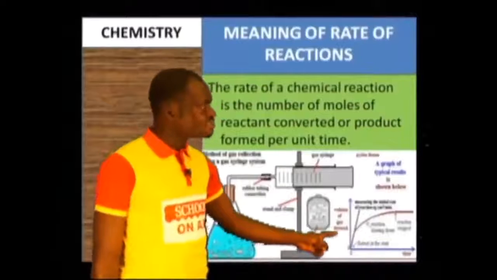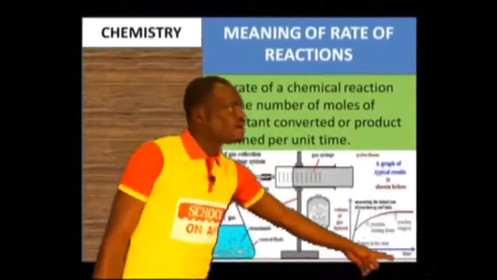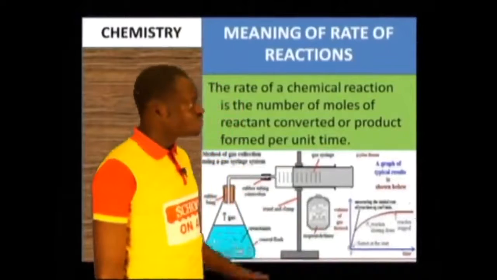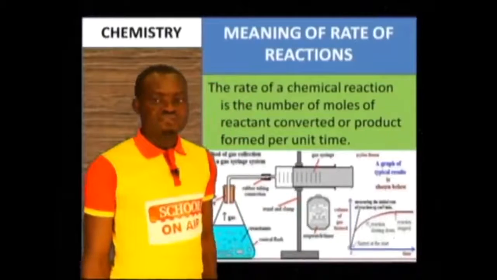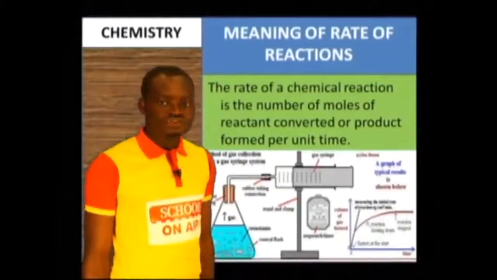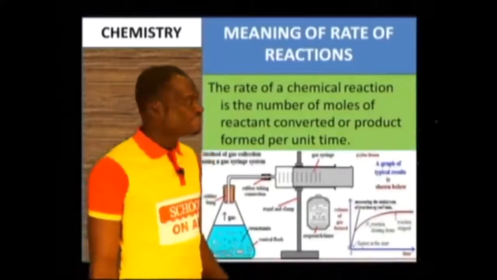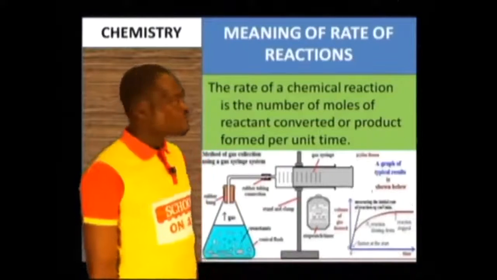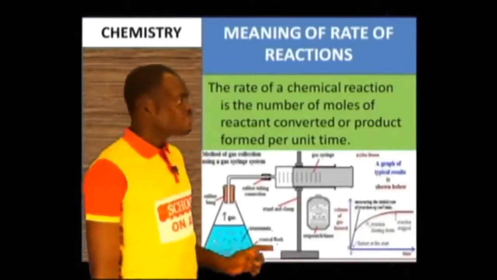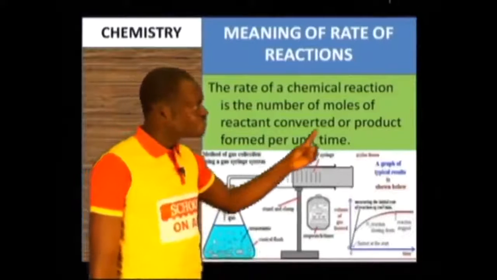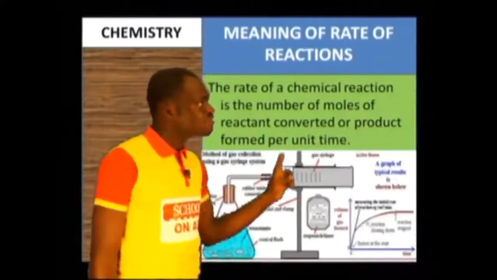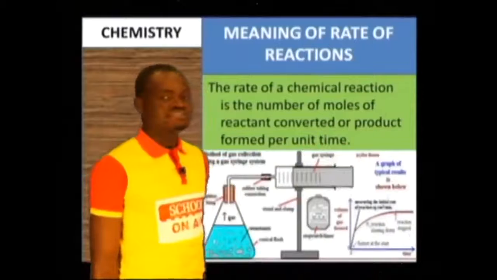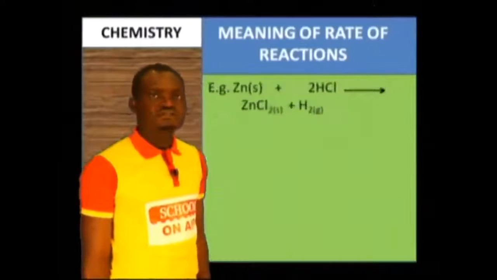With the y-axis and the time at the x-axis, you'll be able to know the rate of that reaction. So, which means for rate, you need a stopwatch. You need a stopwatch to determine the rate of a chemical reaction. I think you now understand the meaning of rate of reaction. So, it's the number of moles of the reactant converted or product formed per unit time. That's the rate of reaction.